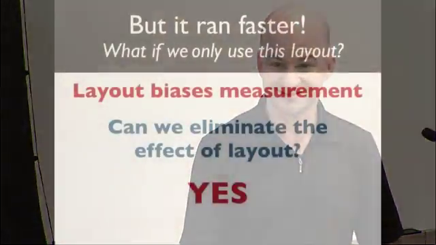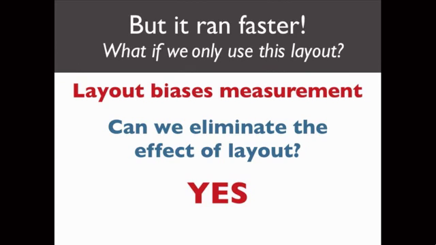It's going to go through different versions. It's always changing. So you can't really stand on firm ground and say, I got a 2.8% performance improvement, right, if all this stuff is happening. All right? So layout biases measurement, great. What do we do about it? So it's bad news. Can we eliminate it? And the answer is yes. All right? And I'm going to show you how we do it.